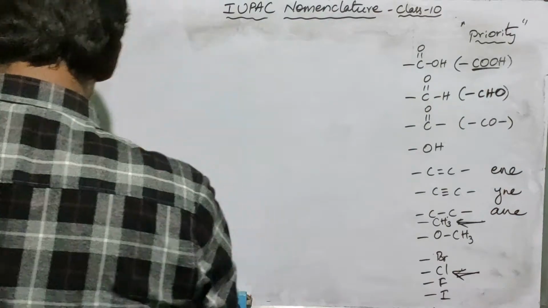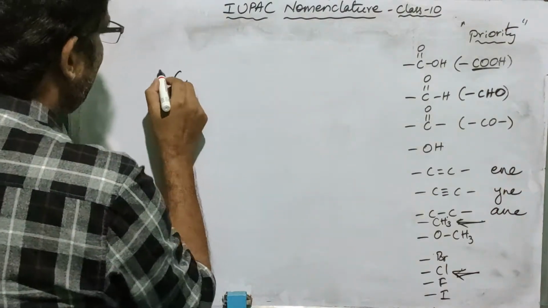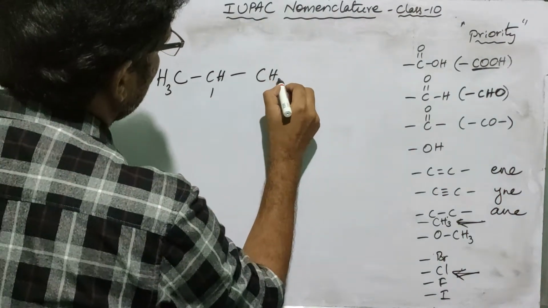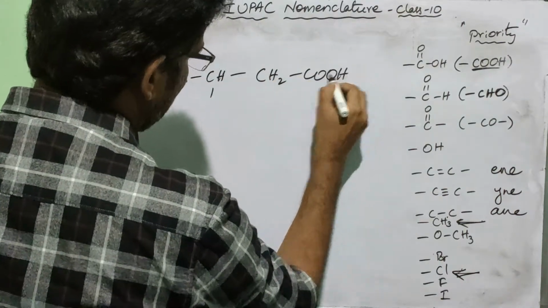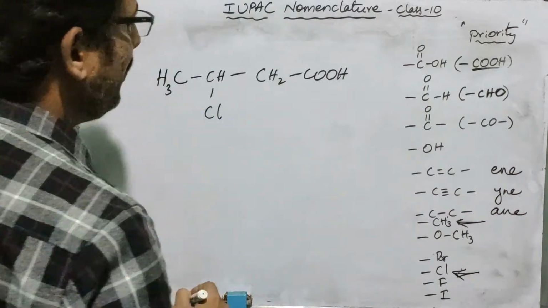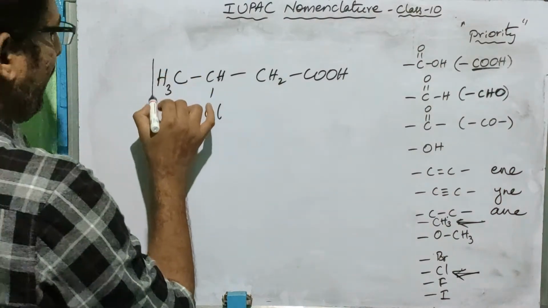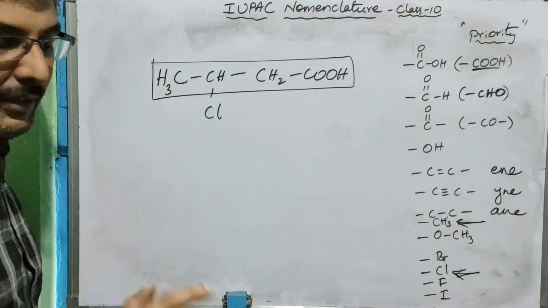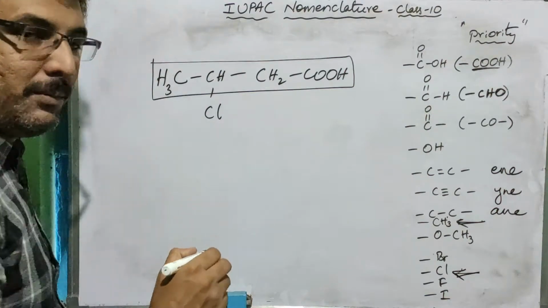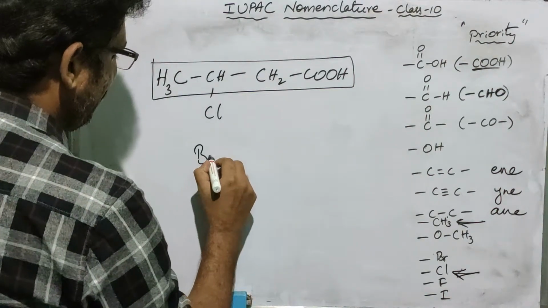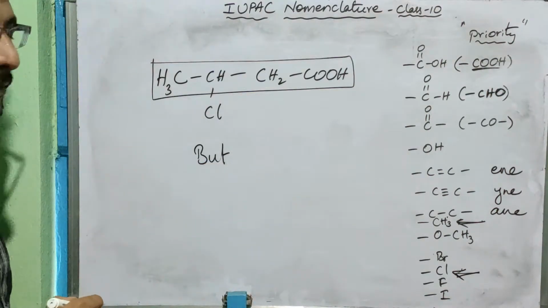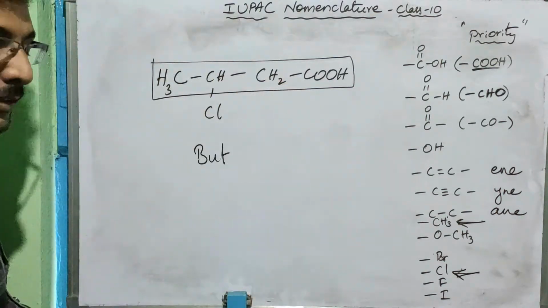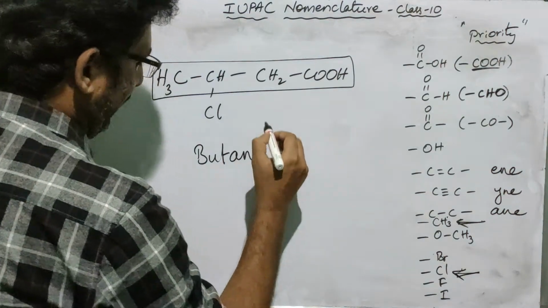Another example. CH3, CH2, COOH, Cl. So now here we have a chain which contains 1, 2, 3, 4 carbon atoms. So for 4 carbon atoms, what will be the root word? It will be but. For 4 carbons, but is the root word, and between the carbons all are single bonds. So this will be butane.